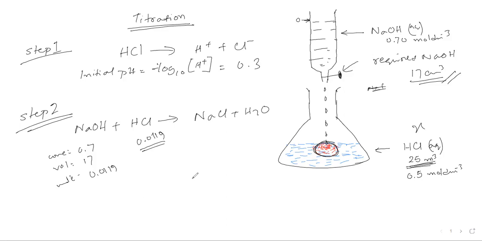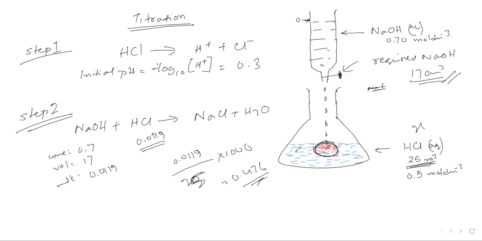Which would be, let's say, 0.0119 mole divided by the volume, 25, into 1000, which should give us 0.476. So this is, let's say, at the neutralization point, isn't it? At the neutralization point. Now comes the twisted part.